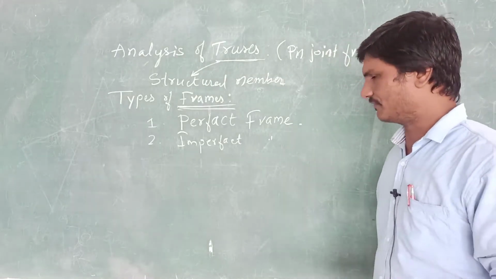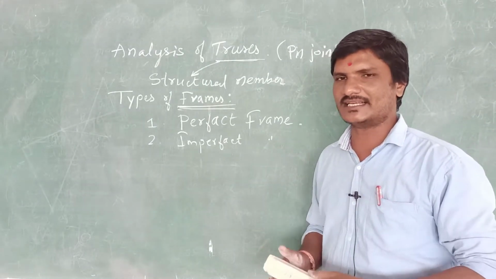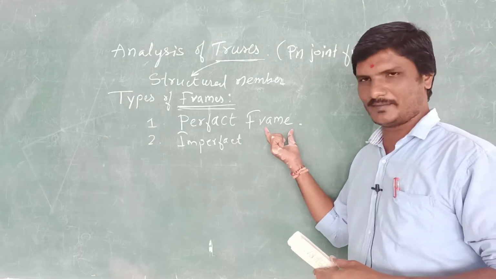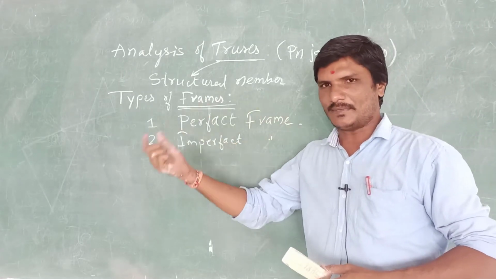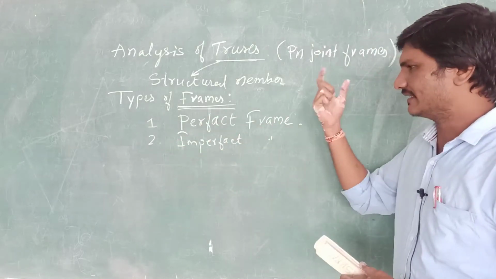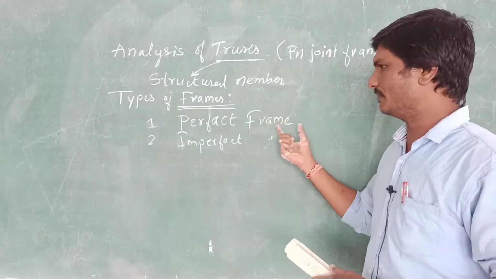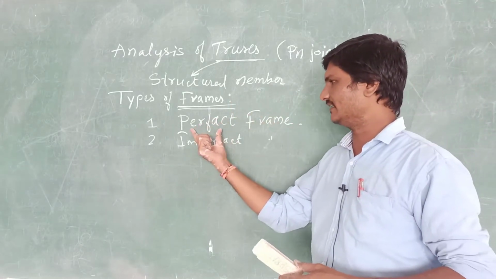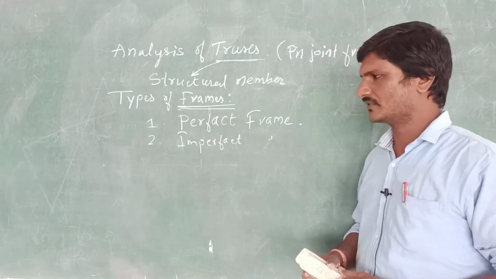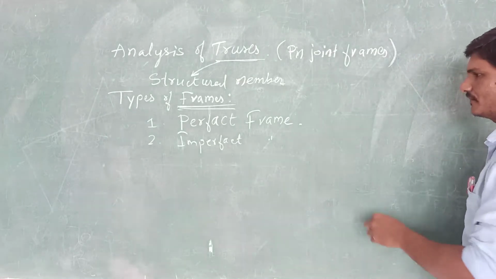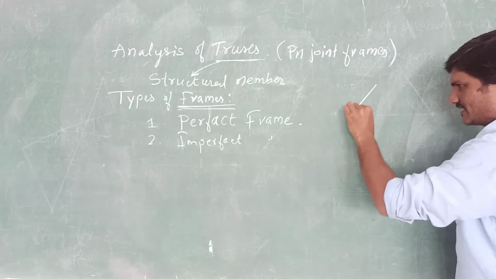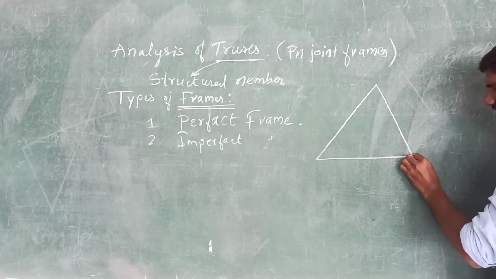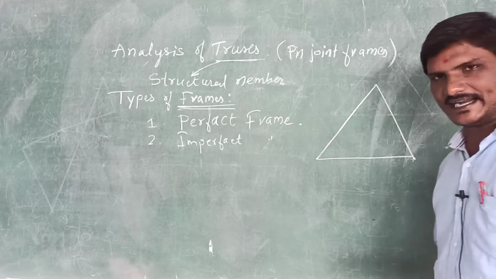In another form we can also define it. A perfect frame will satisfy the condition of equilibrium, where the number of members is equal to a particular equation; if the number of members satisfies that equation, then we say it is a perfect frame. Let us see the equation. The best example is to consider a triangle element. It is also called a constant strain triangle element.